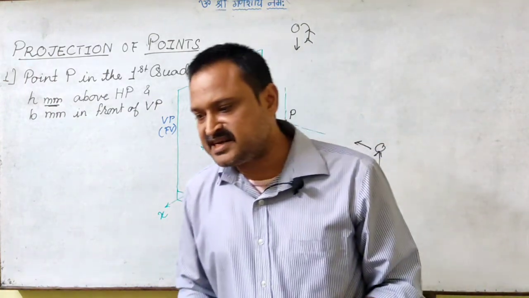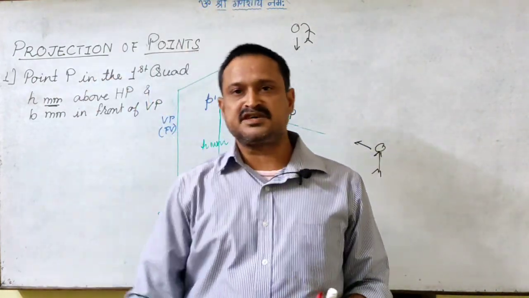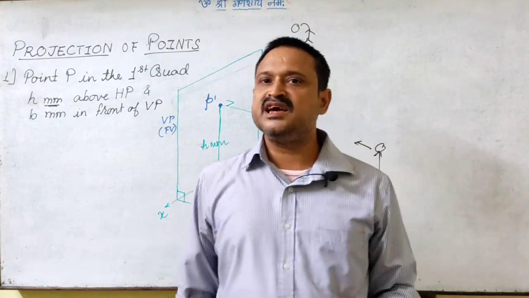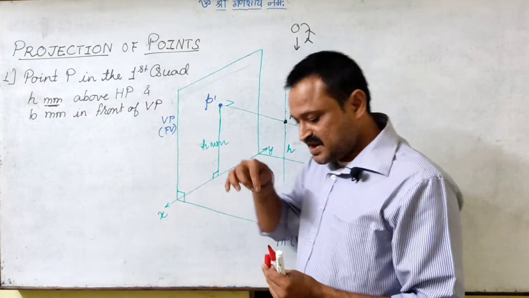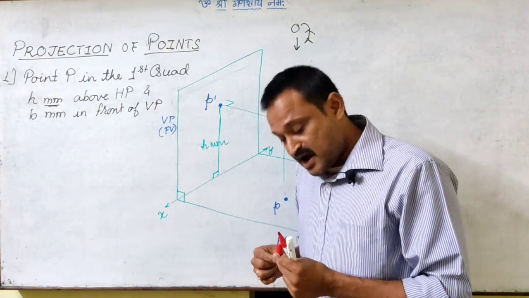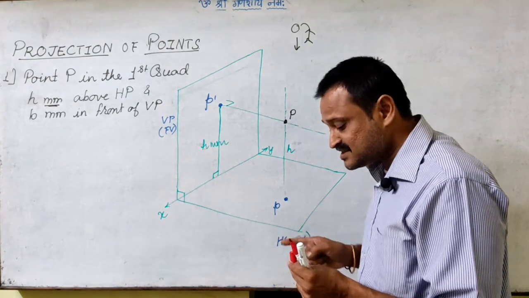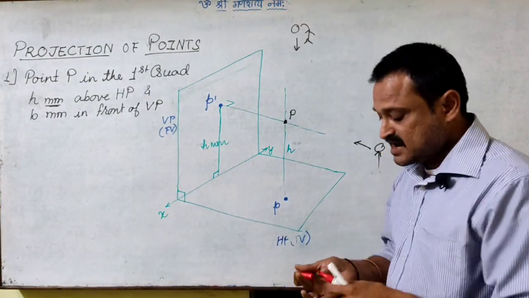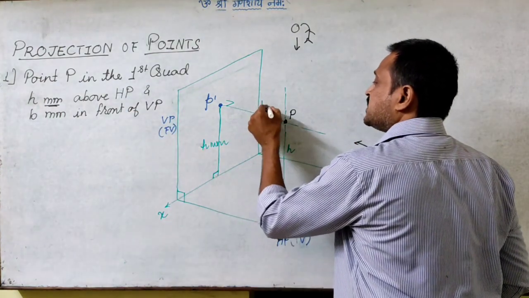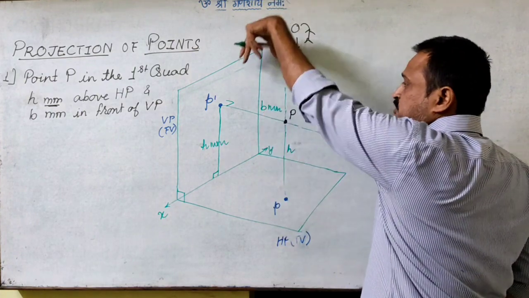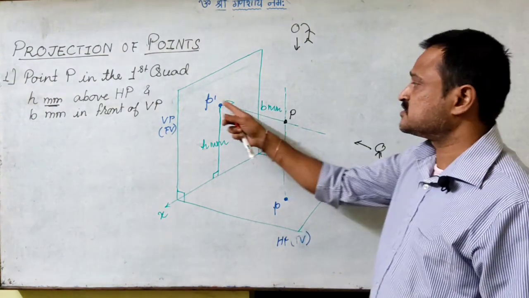Now you must have experienced, if you are on the terrace of a building and you are looking at a person who is walking, you won't be able to make a judgment of his height, right? Similarly, when I am looking at it from the top, I won't be able to see the height of this point; rather I will be able to see its distance from the vertical plane. And as we have mentioned here, the distance of this point from the vertical plane is b millimeters. So from the top, I will be able to see the b millimeter distance from the vertical plane.